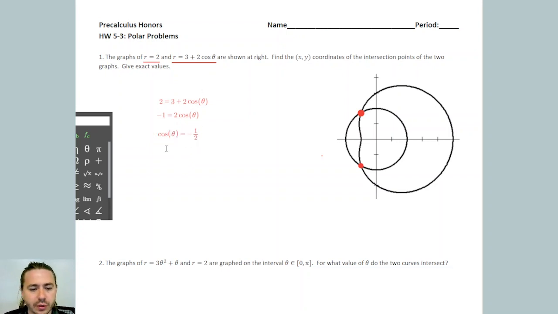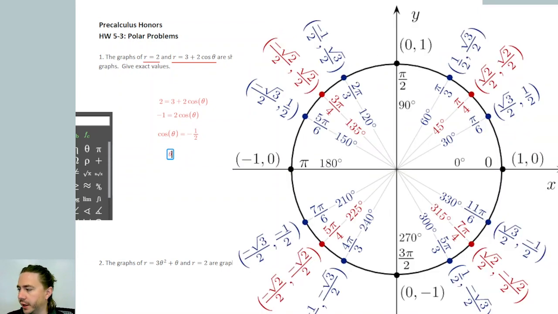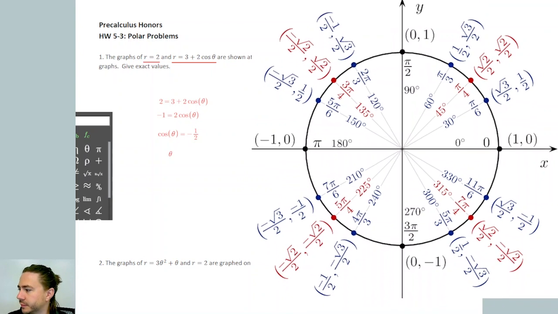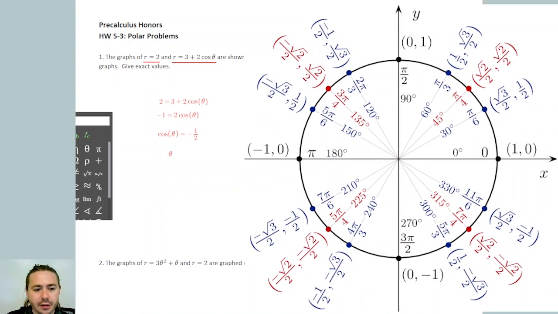And so to solve this, what we need to do is look on the unit circle for where cosine is equal to negative 1/2. So let's pull that up. So we can see there's going to be two places where this happens, at 2 pi over 3 and 4 pi over 3. Let me make this a little smaller so you can see it. There we go. So theta can either equal 2 pi over 3 or theta can equal 4 pi over 3.